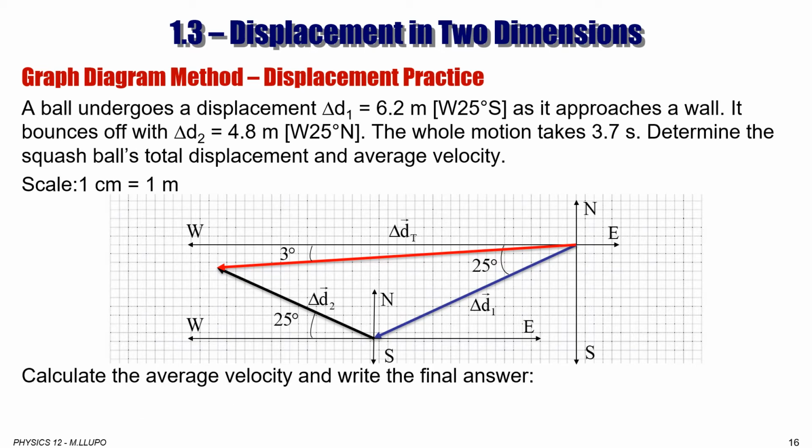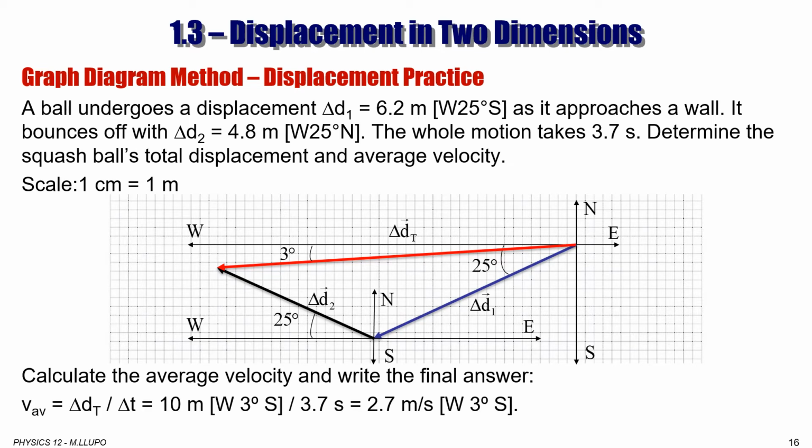And the final step would be a piece of cake. You already have the displacement now. You divide it by time. Then you have 10 meter west, 3 degrees south divided by 3.7 is equal to 2.7 meter per second. But you have to do it with a direction because it's a vector quantity. Displacement is a vector quantity, it needs a direction. Velocity is a vector quantity, it needs a direction. So 2.7 meter per second west, 3 degrees south, and that will be the answer.